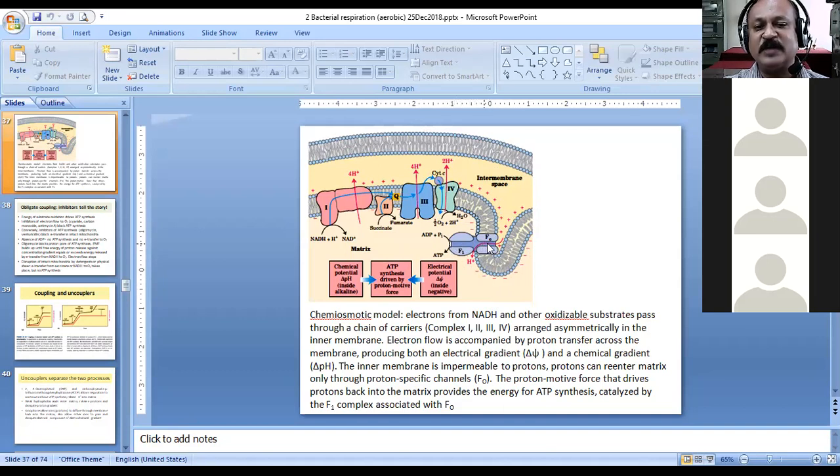We have two components here, FO and F1. FO is a membrane spanning region here, through which the protons are going to come inside. Now, the protons are not just coming inside like that, but they are carrying a lot of energy with them. That energy is by virtue of their high concentration, and the energy is also by virtue of the high electric potential. Are you getting this point?